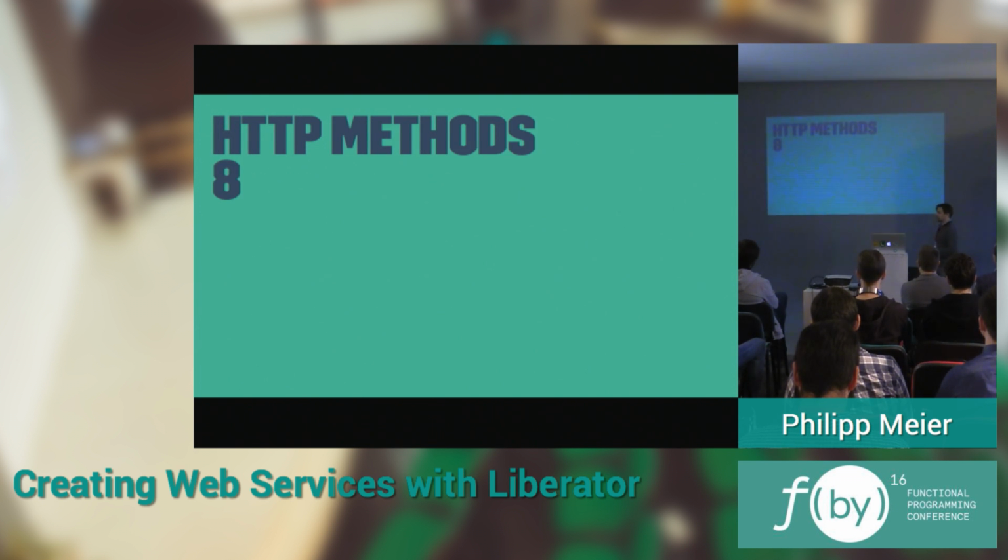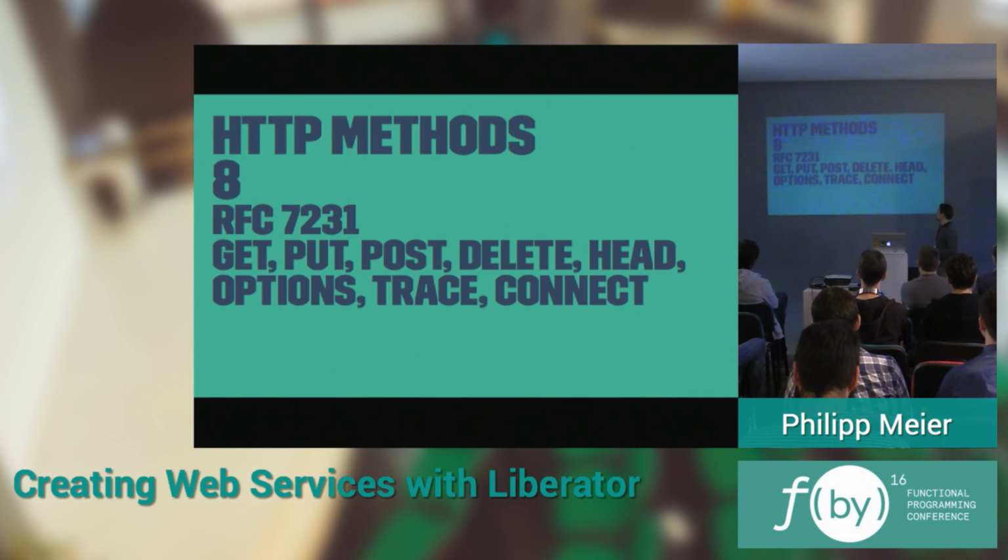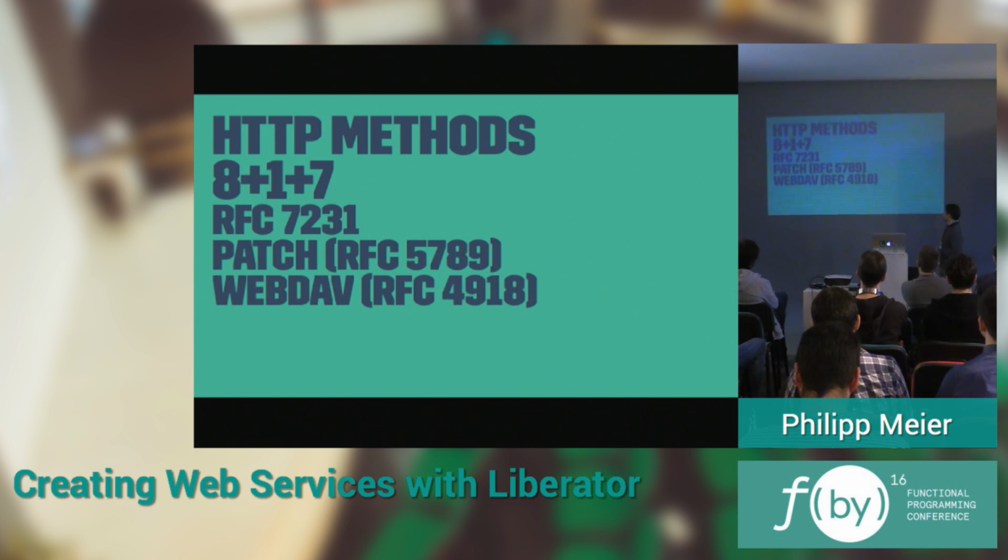HTTP has a lot of methods, 8 in total. According to RFC 7231, these are GET, PUT, POST, DELETE, HEAD, OPTIONS, TRACE, and CONNECT. And I bet if you do web applications, you maybe have used GET, PUT, POST, DELETE, maybe HEAD, maybe OPTIONS, but TRACE and CONNECT you never do, I guess. CONNECT is actually used for upgrading HTTPS connections to a secure transport. There are more RFCs for PATCH, for example, and WebDAV, totaling at what's now 8 plus 1 plus 7, which is 16 methods.